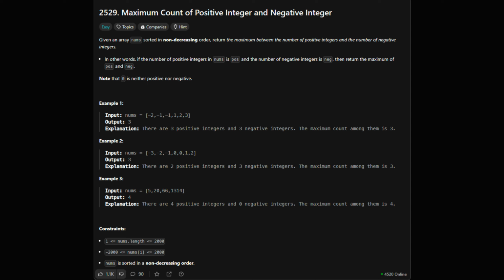The constraints tell us the array can have up to 2,000 elements, and each element falls within the range of negative 2,000 to 2,000. It is also sorted in a non-decreasing order.